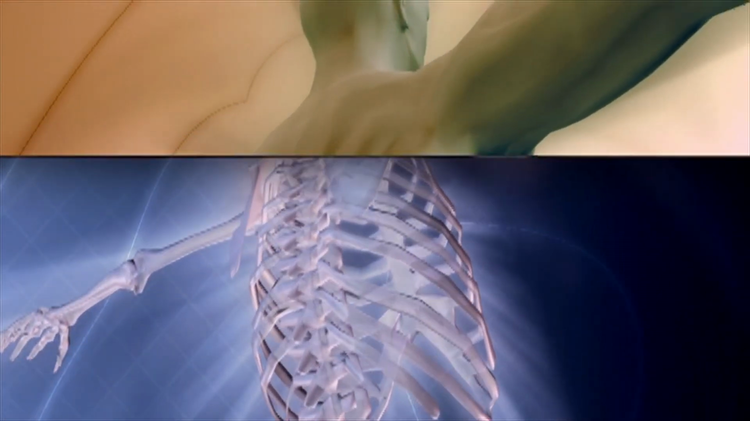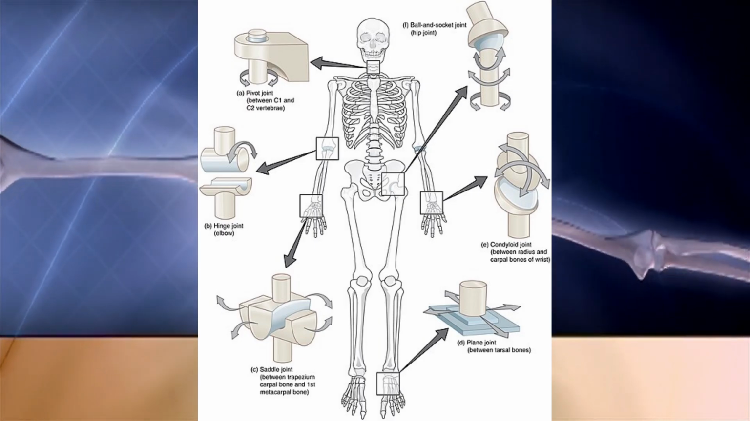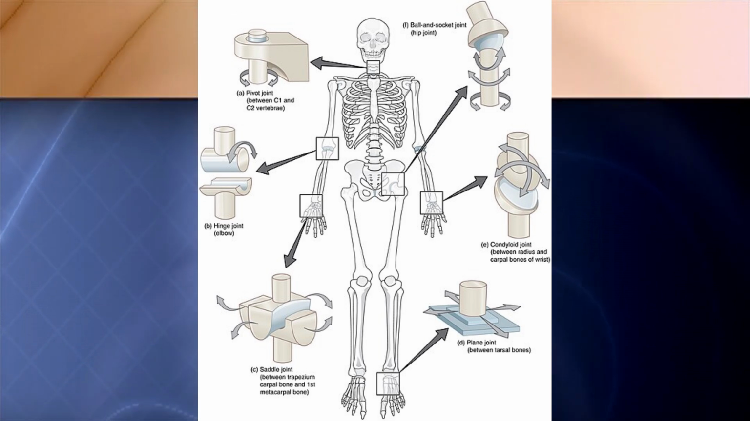You can basically look at it as anything that's not in the very core of your body, that being the spine, the rib cage, and the skull, is going to be one of these kinds of joints. In terms of synovial joints, there is the hinge, saddle, plane, pivot, condyloid, and ball and socket.